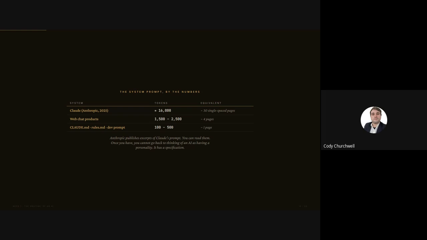30 pages. The personality you're talking to, written down in English on 30 pages of text, written by engineers, read by the model before every word it ever says to you. By comparison, the public web chat products run about 1,500 to 2,500 tokens, so about 4 pages. Now, in custom configurations like a Cursor rules file or a Claude Code CLAUDE.md, your own developer prompt usually runs 100 to 500 tokens. One page that defines that being.